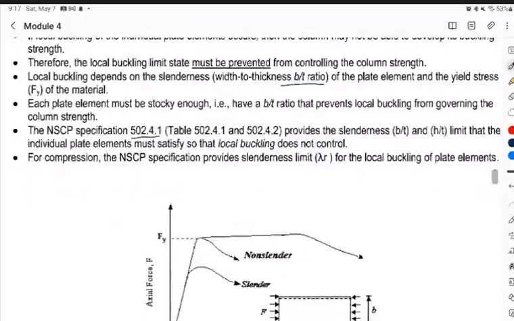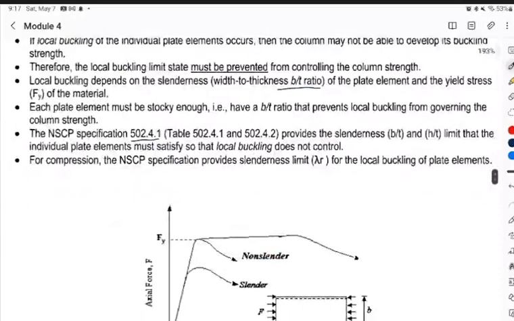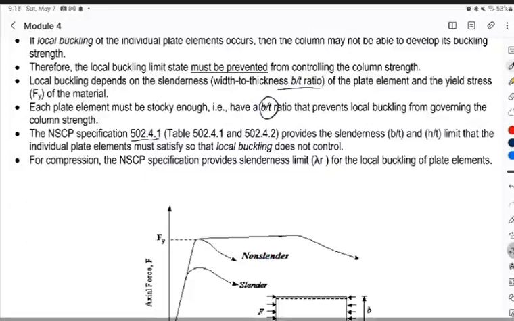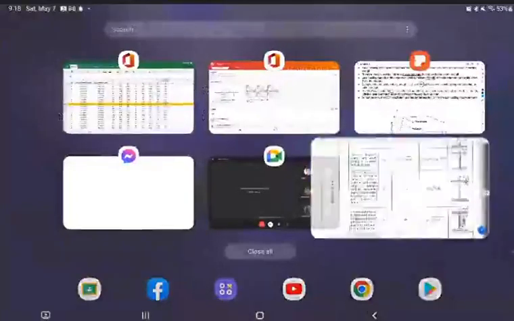So, ano sinasabi? Each plate element must be stocky or stocky enough, or it should have a B/T ratio. Ano yung B/T ratio, sir? Ito yan, class.